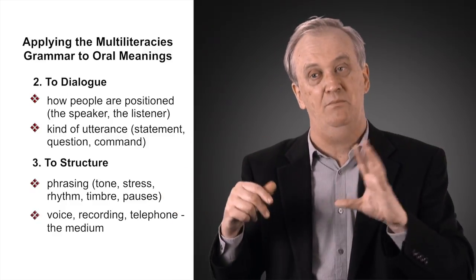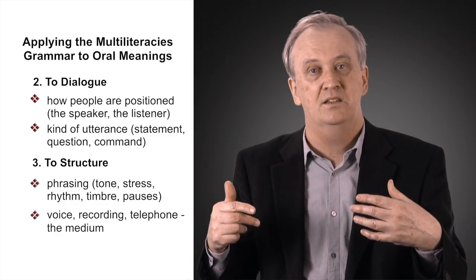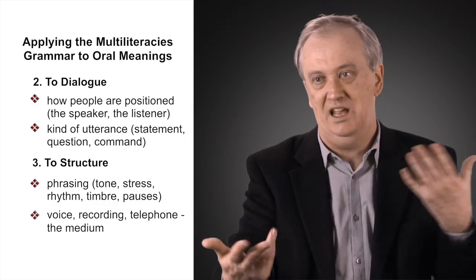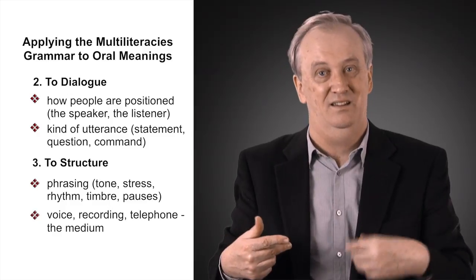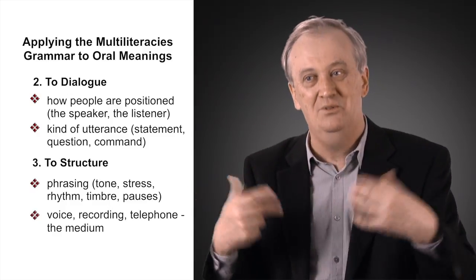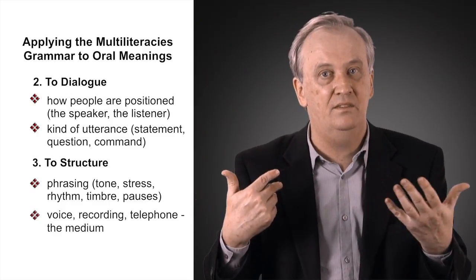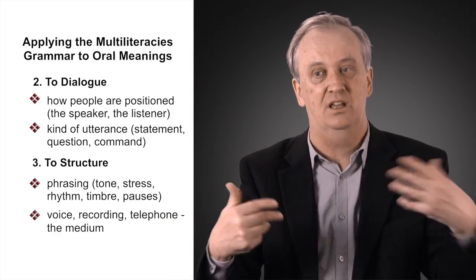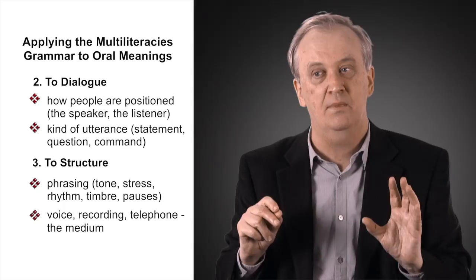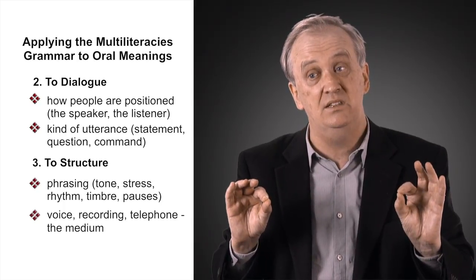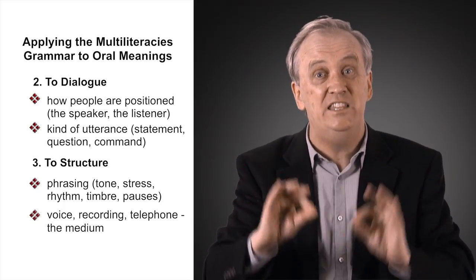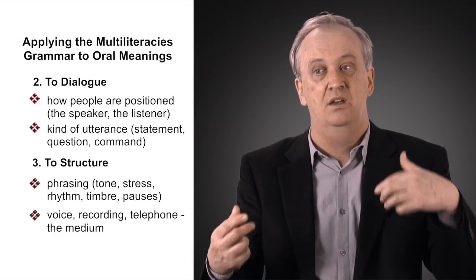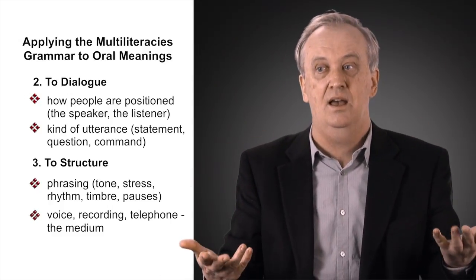The second question about meaning is to dialogue. So how are people positioned? And in speech, this is pretty clear, to be quite frank. There are speakers, here, me, and there are listeners, you, and the configuration of people happens in speech itself as an action, as a form of human activity. And also there are different kinds of utterance which are marked by prosody, which are marked by sound. Statements, questions, commands, and so on.